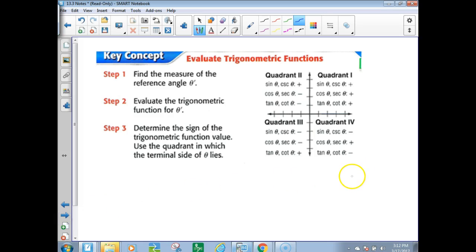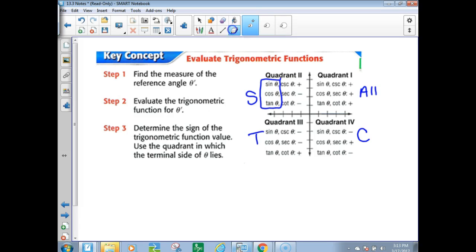I have a mnemonic for you to remember whether things are positive or negative in a quadrant, but it will only apply to the sine, cosine, and tangent. So the little mnemonic is: all students, and I'm just going to use an S, take calculus. In quadrant 1, all of the trigonometric functions are positive.